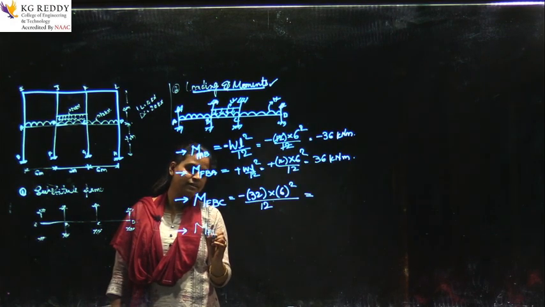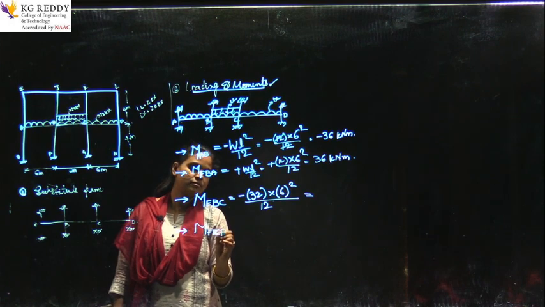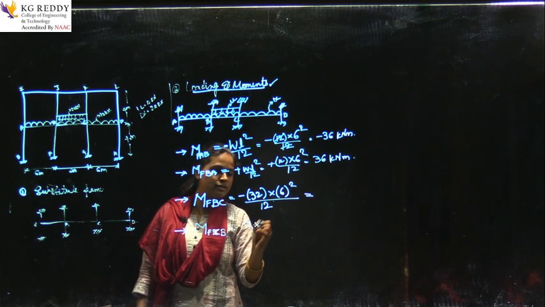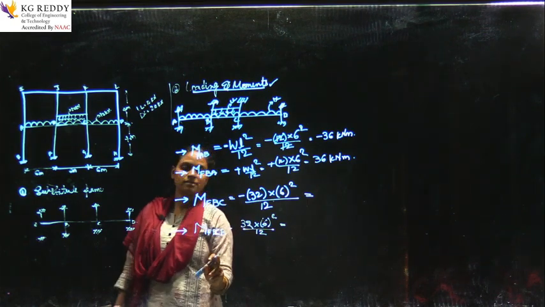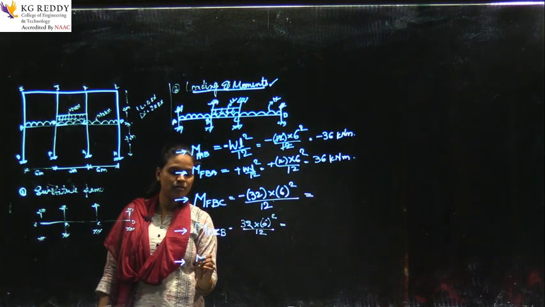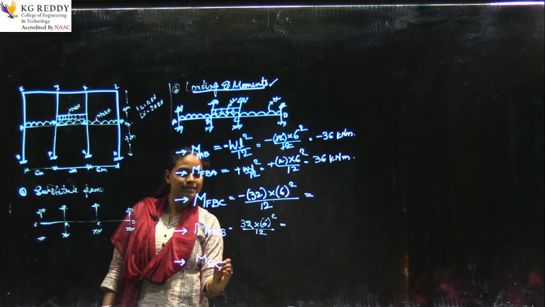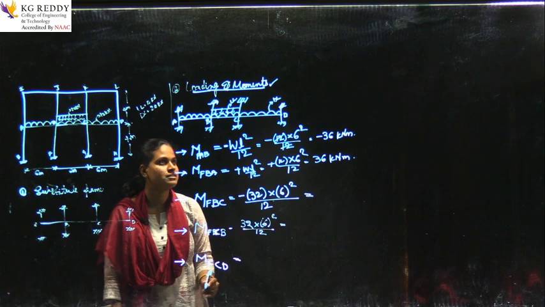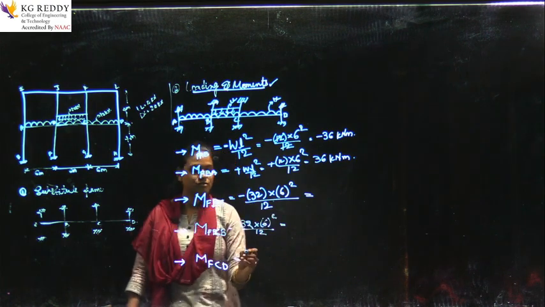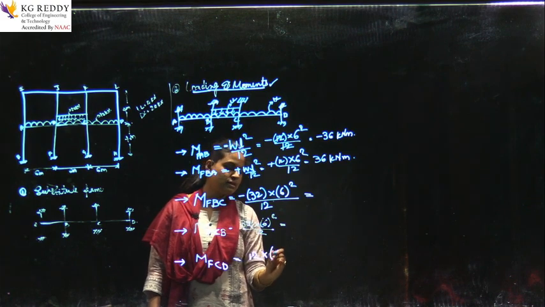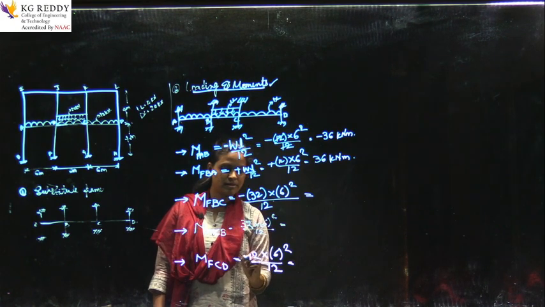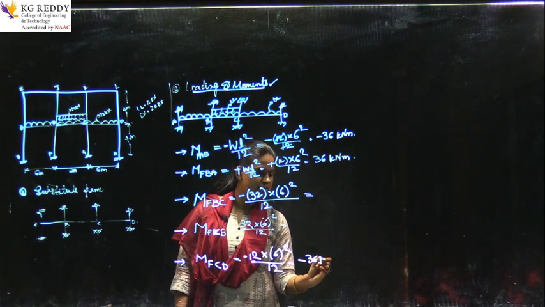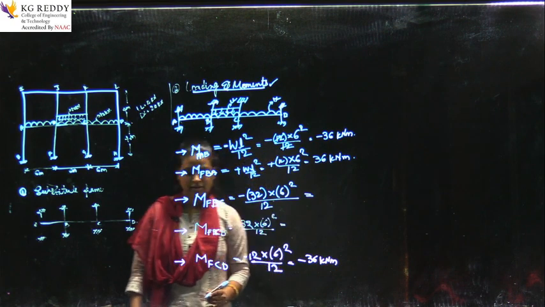Next, in the same way you will get the fixed end moment along CB. So, CB is 32 into 6 square divided by 12, okay, and you will get the fixed end moments along BC and CB. Next, you need to calculate the fixed end moment along CD. So, what is the load acting on it? 12 kilonewtons. So, 12 into 6 square divided by 12, you will get minus 36 kilonewton meter, right.